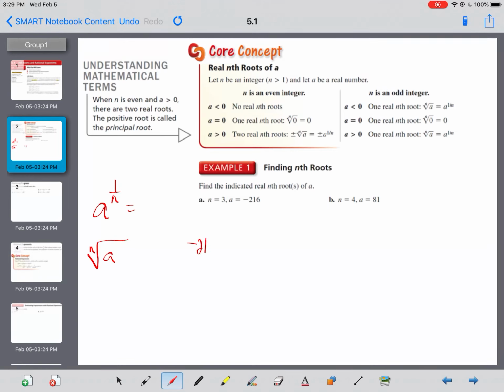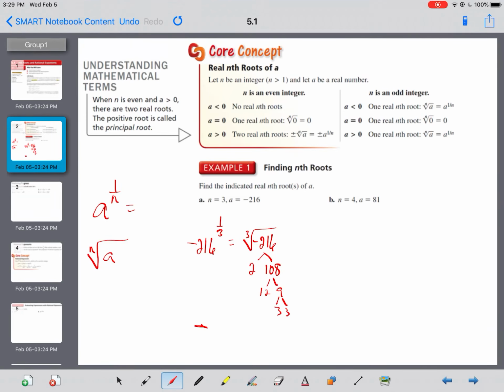Okay. So find the indicated nth roots of A. So we've got negative 216, and we need to find the third root of negative 216. Odd roots end like they finish, so we know it's going to be negative. And then we just have to figure out what goes into that many times. Let's see, 216. Well, I know 2 does. Half of 200 is 100. Half of 16 is 8, so that's 108. Let's see, that would be 12 and 9.